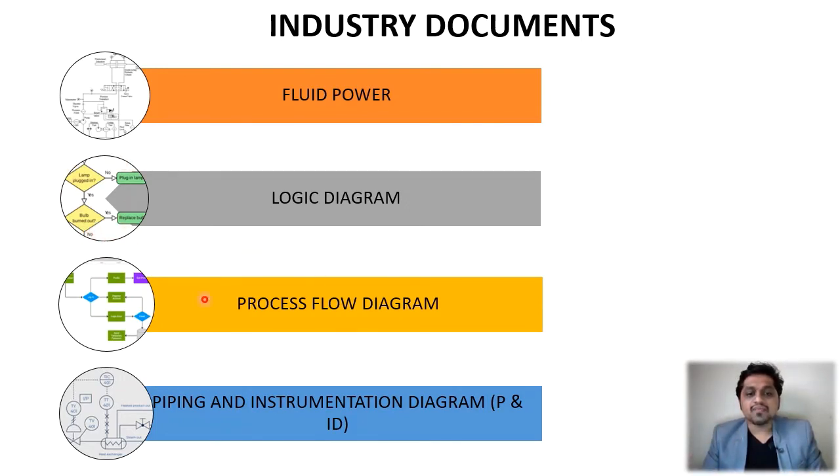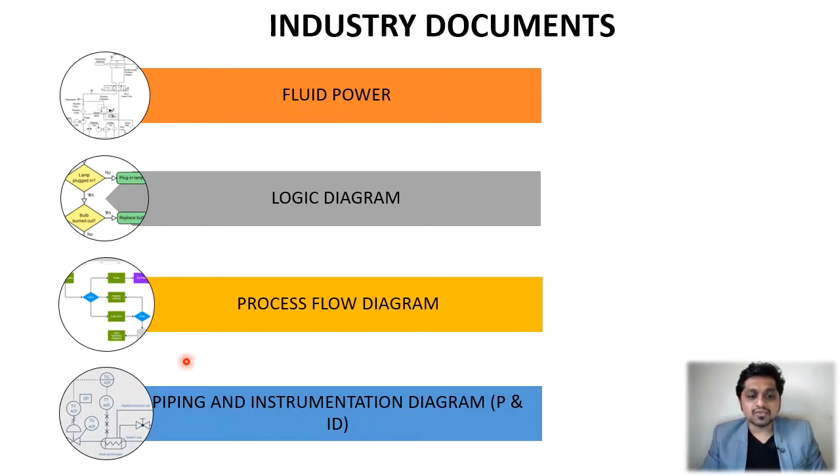Then we have a process flow diagram. If you take any instrument or machine, there will be some flow of processes. That means first the cylinder will move down, then it will grip the job, then it will move upwards, right? This is the sequence of operation, or you can say this is the process flow. So we have to make this diagram also.